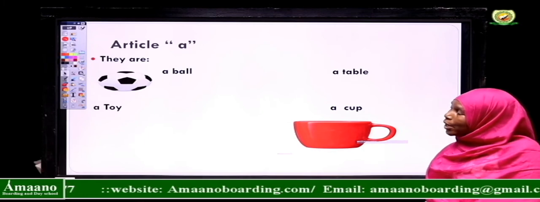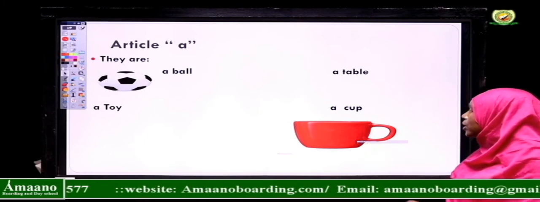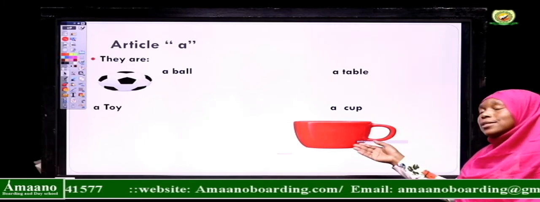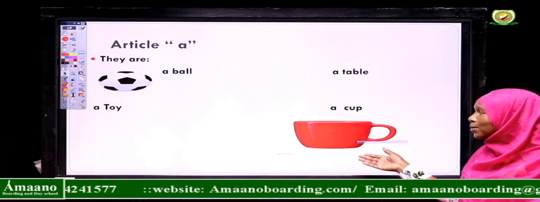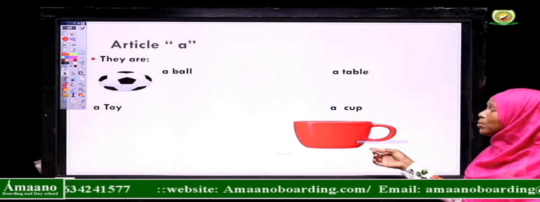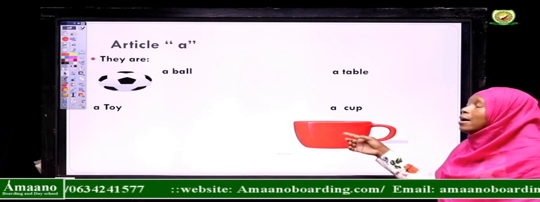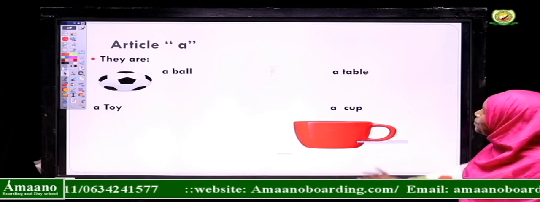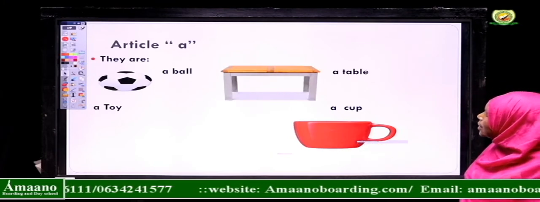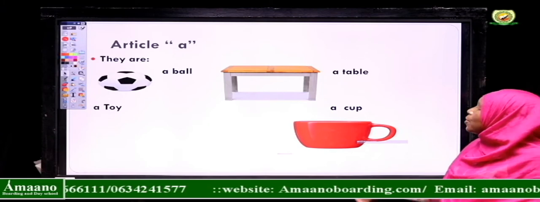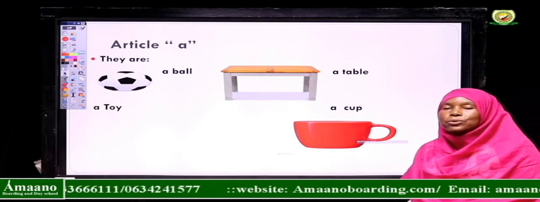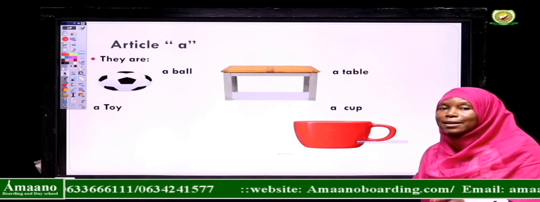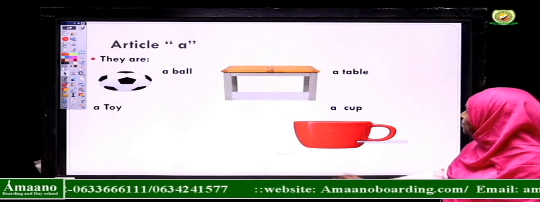For example, if you look at this picture in front of me, what is this called, children? This is called a cup. For us to be able to say it properly, we say a cup. All right. Next, we have what we call a table. Children, read along with me. We say a table.